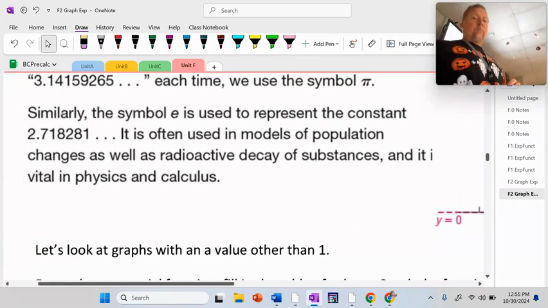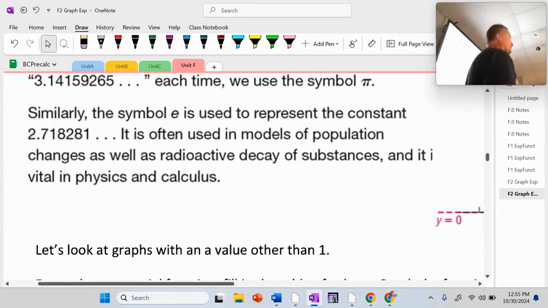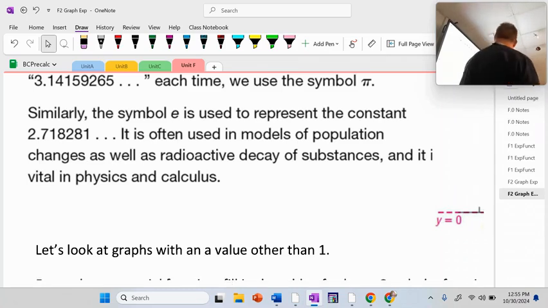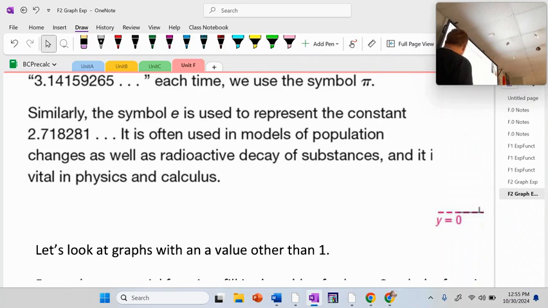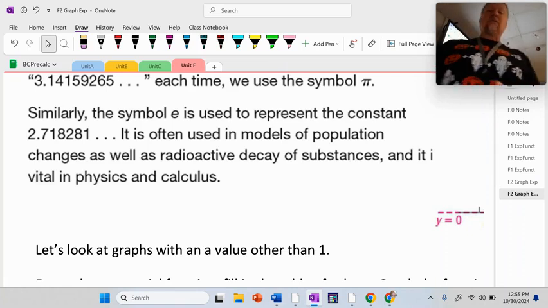And now that's a new important number that gets its own letter, just like the number pi gets its own letter. Similarly, the symbol e is used to represent the constant 2.718281. I believe that's what I came close to having on that last one that I showed you. It is definitely used for decay and growth in physics and calculus. It actually has a lot of applications.